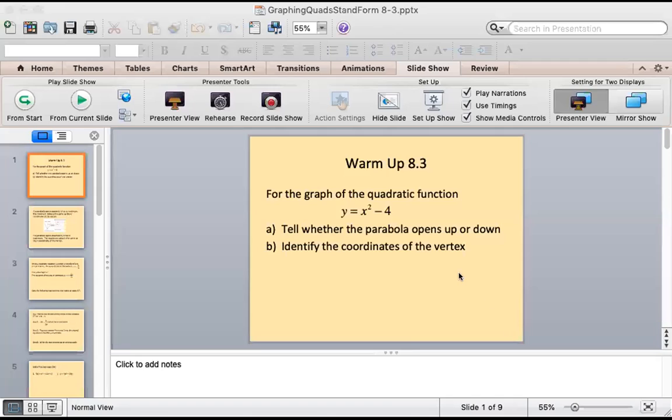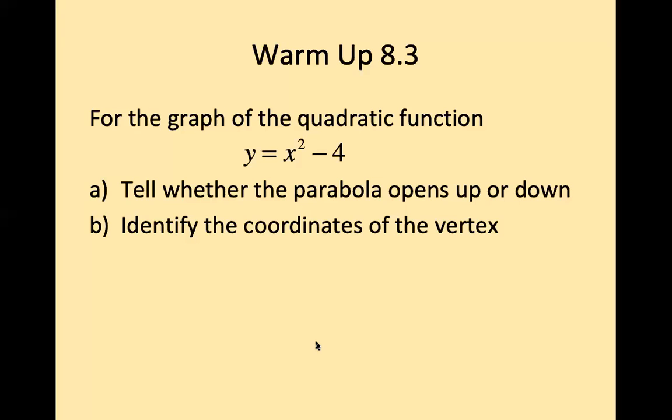And today we're going to start with a little warm up. So you might want to grab a piece of paper and go ahead and try this warm up on paper. So pause the video and give this a try. All right, hopefully when you had a chance to try this, it says for the graph of the quadratic function y equals x squared minus 4, tell whether the graph opens up or down and identify the coordinates of the vertex. All right, let me grab a pen here and we'll go through this.